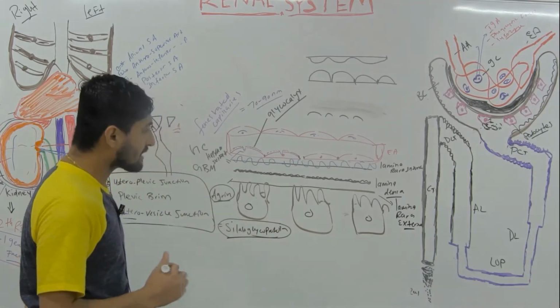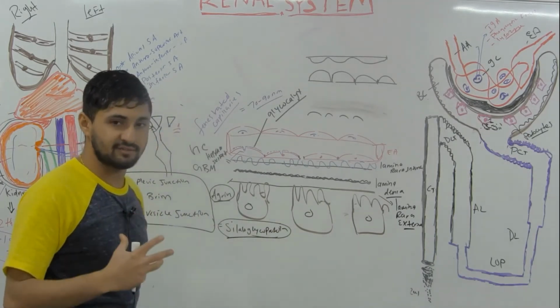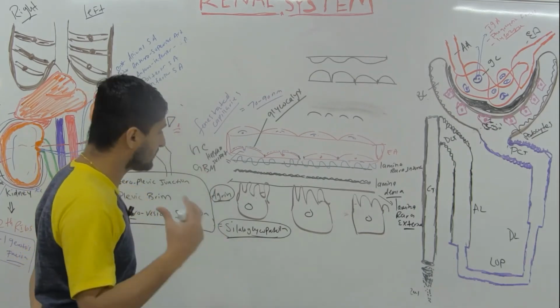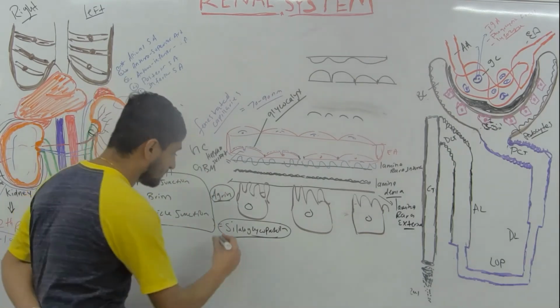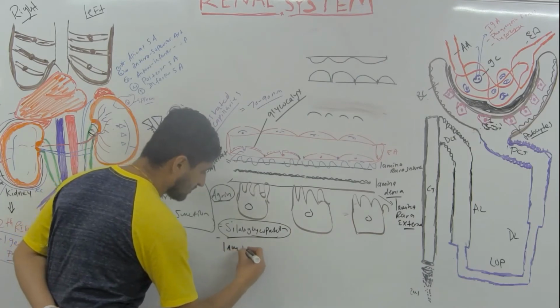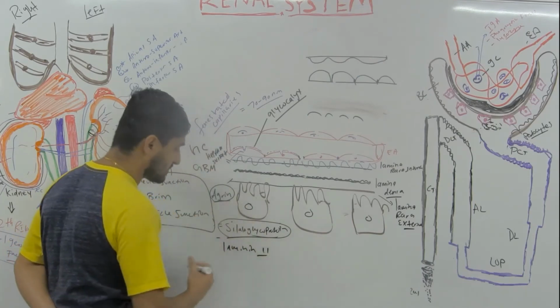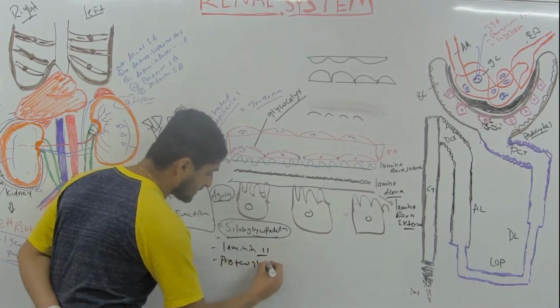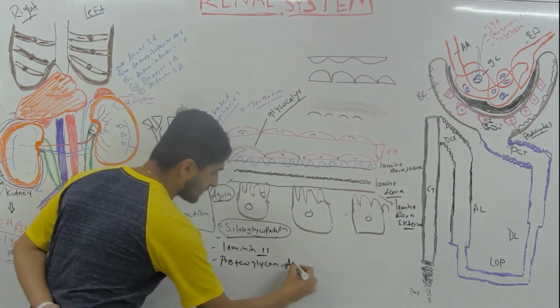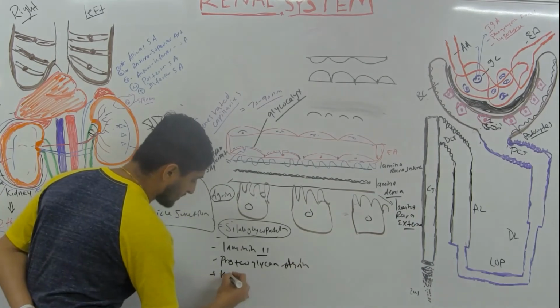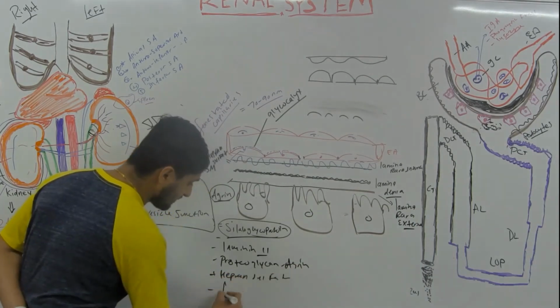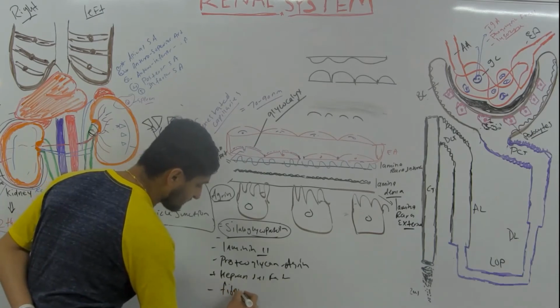So the basement membrane is full of negative charges, because it has fibronectin, agrin, heparan sulfate, and laminin. Laminin number 11, if you remember this. And proteoglycans, I'll just write this down, like agrin. They have heparan sulfate, you have to remember this. They also have fibronectins.